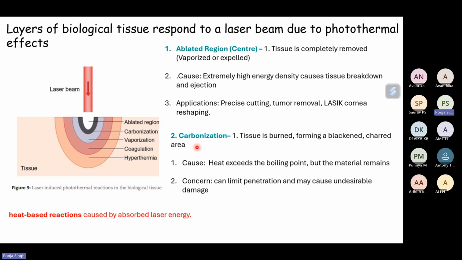Then the second process is carbonization. Carbonization means carbon. The tissue is burned out, and because of burning it gets black, because our body is also made up of carbon. Whenever it gets burned out, it becomes black, and due to that it causes heating, but the material remains the same. So what concern can we take? We have to limit the intensity of the laser light. So it is a heat based reaction caused by absorbed laser energy.